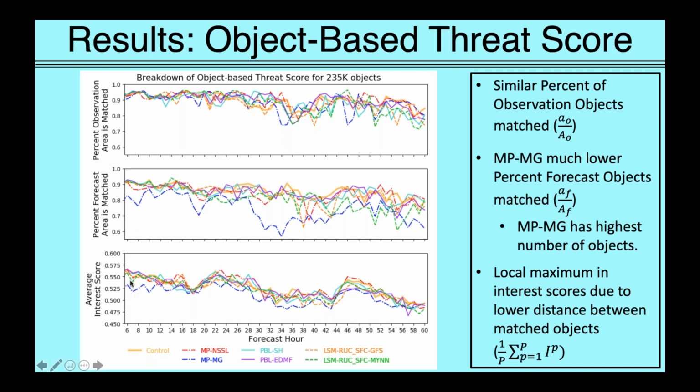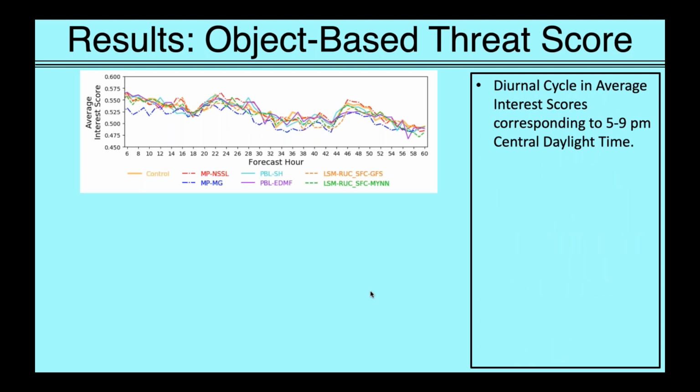We can also look at the average interest scores between our matched objects. And we can see that we have this nice little local maximum around forecast hour 24 and forecast hour 48. And one of the questions is, why is that? So these are forecasts initialized at 0Z. So we're looking at late afternoon, early evening forecasts. Like we said, we have a diurnal cycle in the average interest scores, corresponding to about 5 to 9 central daylight time.